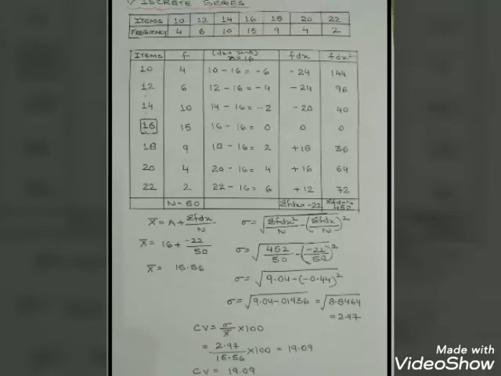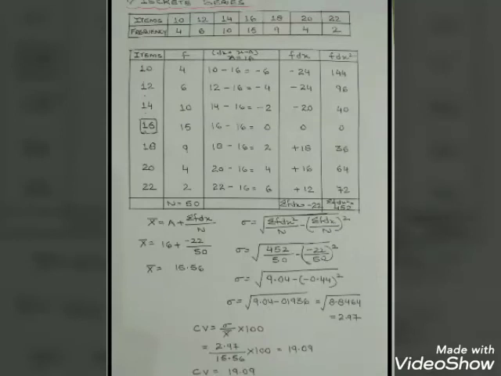Then when you square up 2, you get 4. When you multiply 4 with 10, you get 40. 0 will be 0 only. When you square up 2, you get 4. 4 into 9, you get 36. When you square up 4, you get 16. When you multiply 16 with 4, you get 64. When you square up 6, it is 36. When you multiply 36 with 2, you get 72.